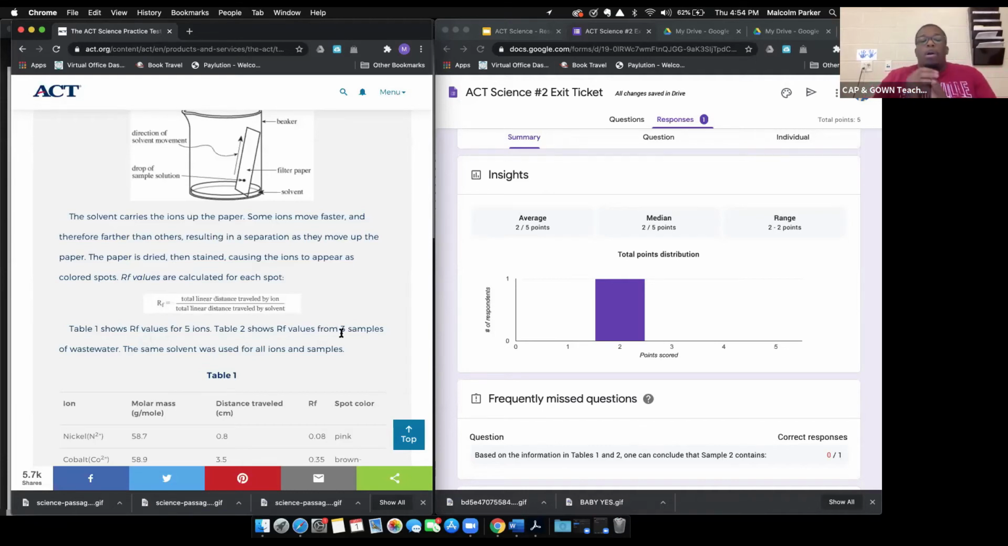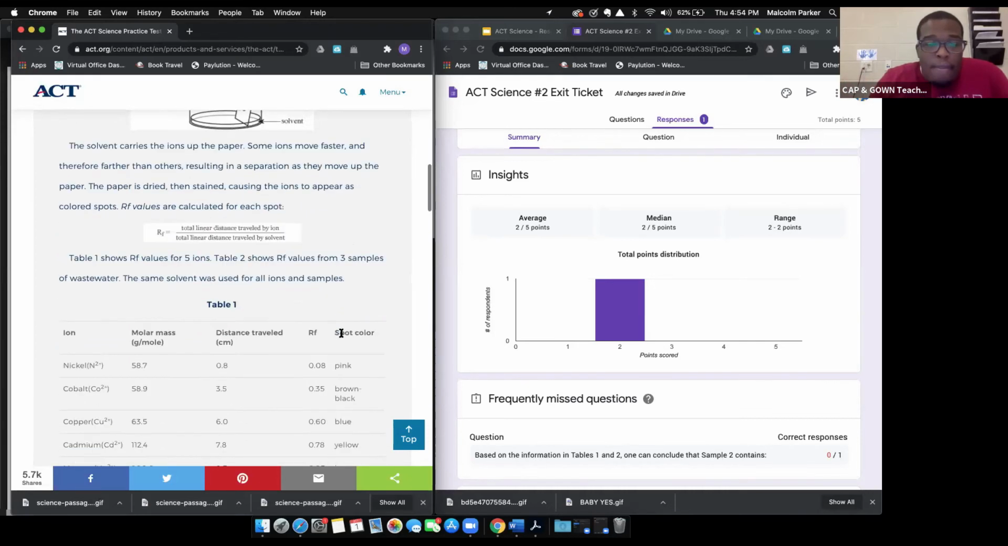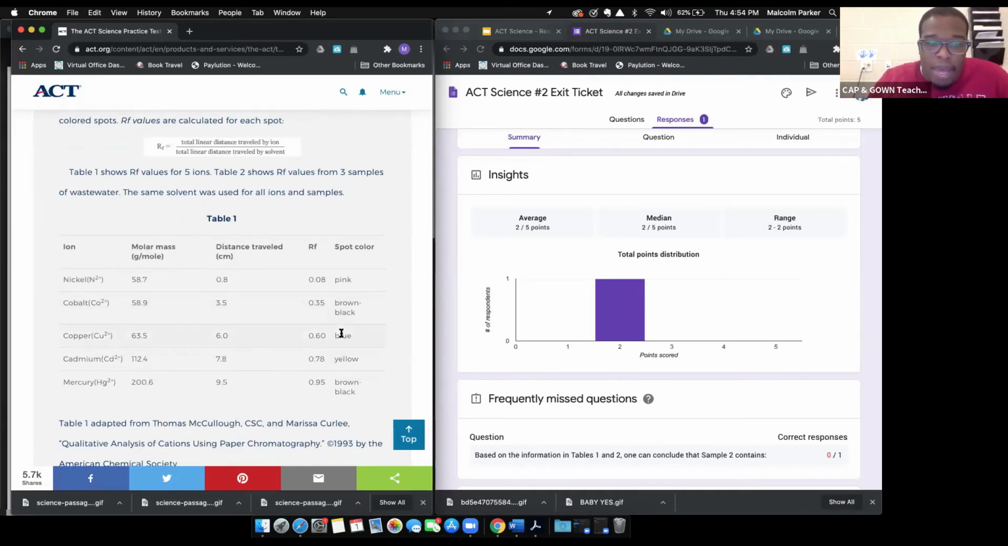Okay, so here's the thing to understand. Table 1 is going to be like our control groups. It's going to tell us what we ought to expect if I give you a random sample. So in Table 1, we see the different metals. We see their molar mass, which is irrelevant information. They ask us absolutely nothing about the molar mass. All we're working with in these questions is the distance that we travel.